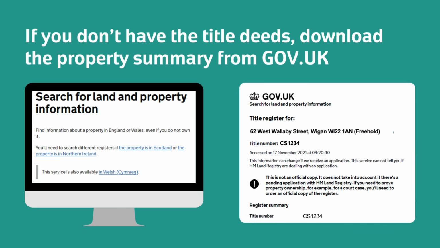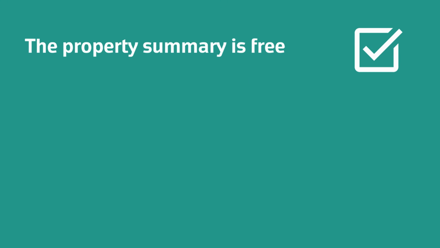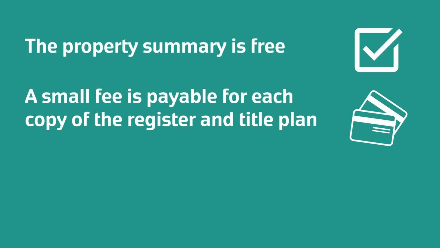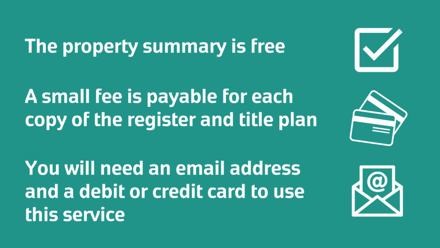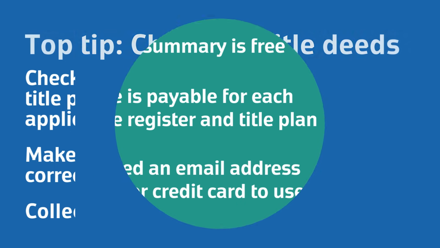If you don't have your title deeds, the quickest and cheapest way to find your title number is to view or download a copy of the register using our Search for Land and Property Information service, available on gov.uk. The property summary is free, and a fee of £3 each is payable for copies of the register or title plan. You will need an email address and a debit or credit card to use this service.